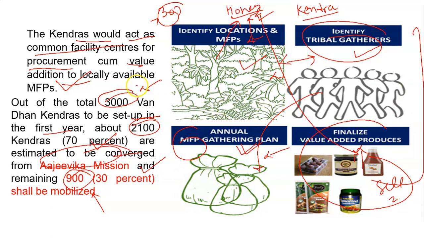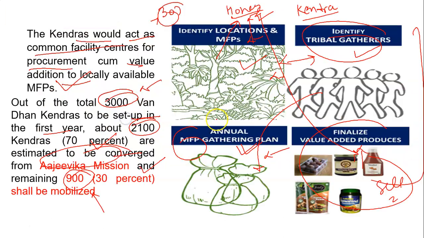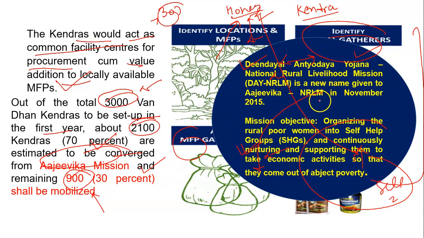Now we will understand how these 80 lakh or 90 lakh tribal individuals and 80 lakh tribal families are benefiting. Okay, before moving ahead, I have taken a word in this slide, that is Ajivika Mission. Out of 3000 Dhan Kendras, 70% of these Kendras, that is 2100, are to be covered from this Ajivika Mission.